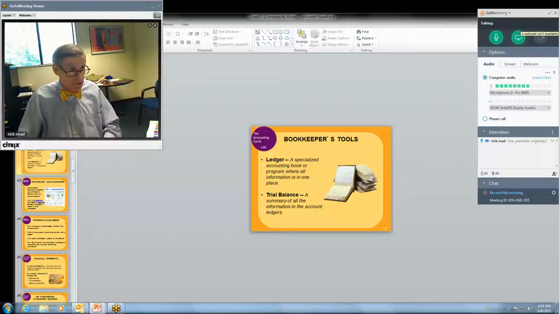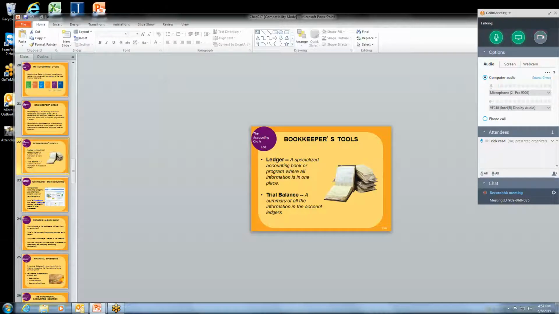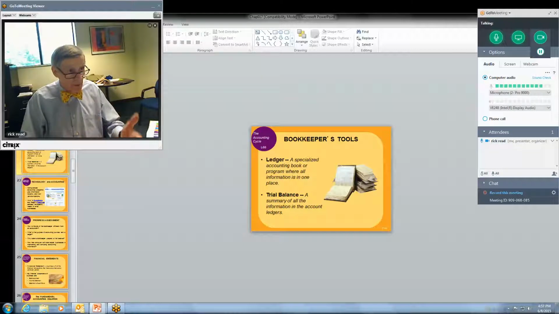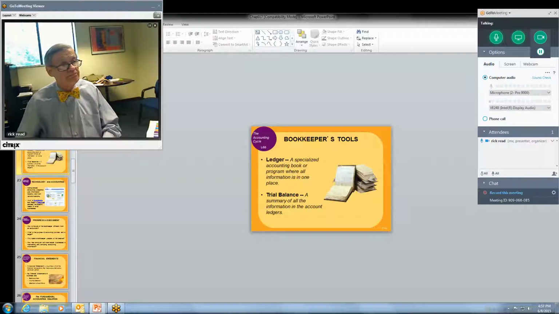Bookkeepers use things called ledgers. This is a specialized accounting book, or most likely a computer program. And you're going to find all the information you need in one place. Then when they have all the information in one place, they're going to take what's known as a trial balance. And that is just giving a summary of all the financial information that's been recorded.